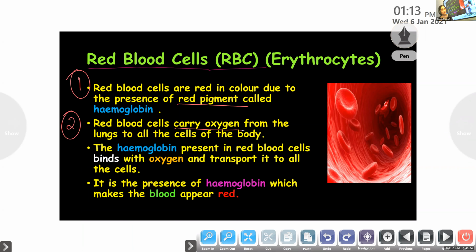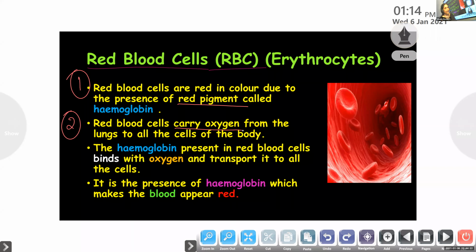So what is the function of RBC, Ayan? What is the function of RBC? To carry oxygen to all parts of the body, from the lungs to all the cells of the body. Red blood cells, the component of blood which carries oxygen, that is, which is that component?